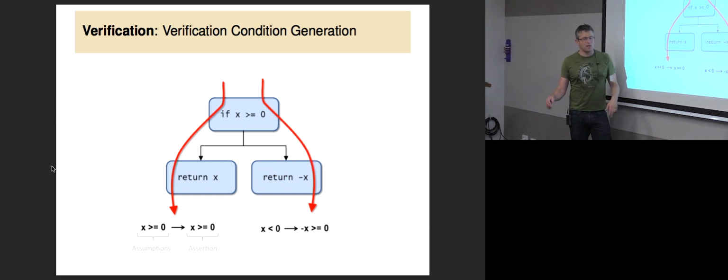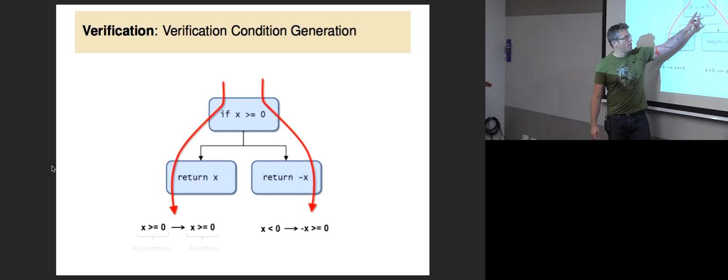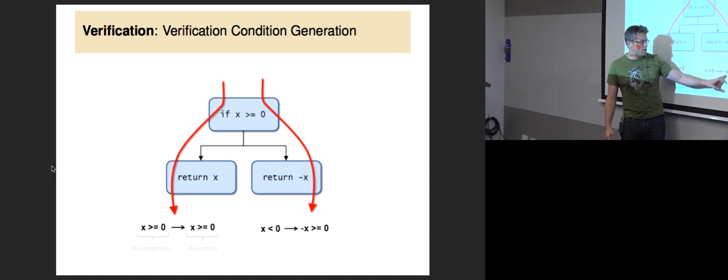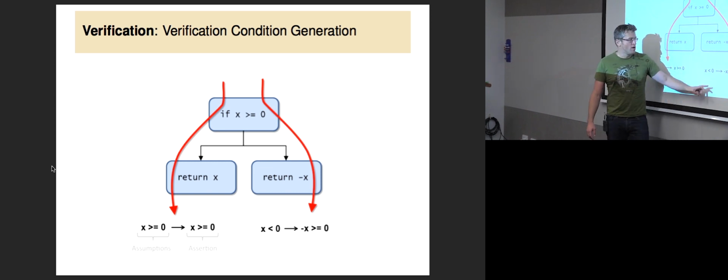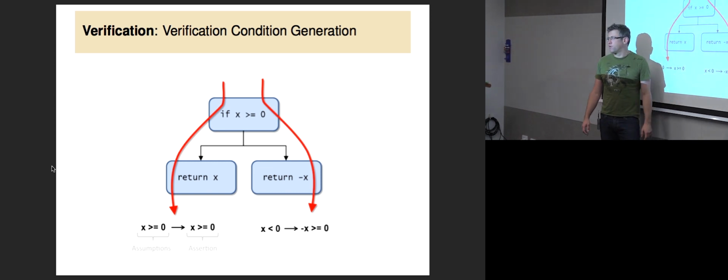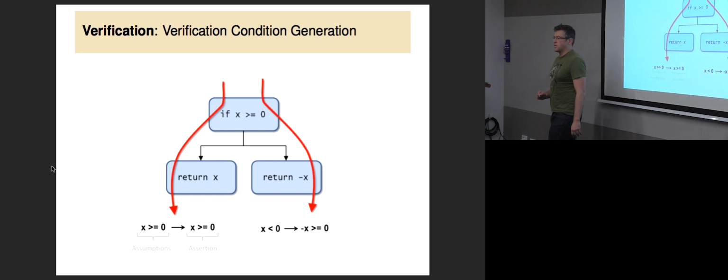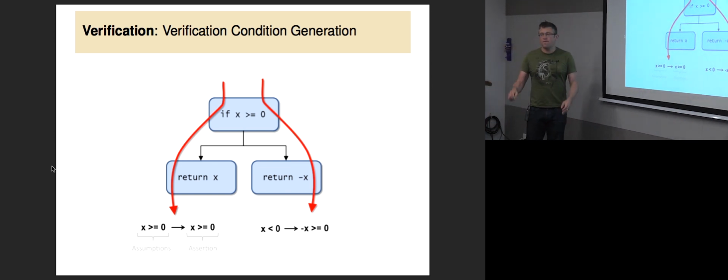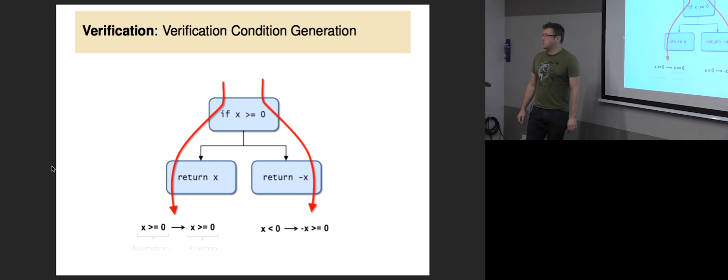We pass it into the automated theorem prover, which basically takes these bits of first order logic and decides if they're correct or not. Obviously it's not going to have too much difficulty with that one. And on the false branch, you end up with a verification condition which says if x is less than 0, then it must be the case that minus x is greater than or equal to 0. It's perhaps a little bit more challenging, but still not very challenging for the tool. You chuck it into the SMT solver and it says, yes, that's good. And if it says, no, that's not good, then we start to think about how we can find a counterexample at that point.